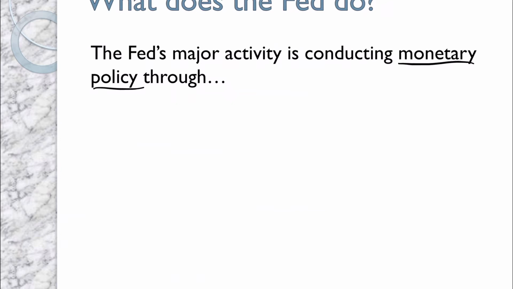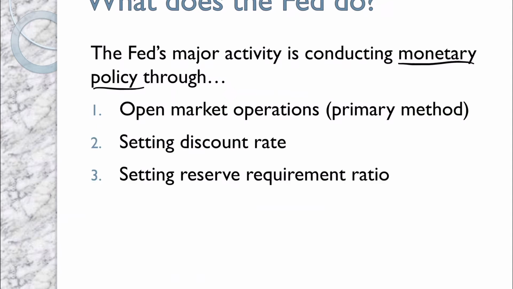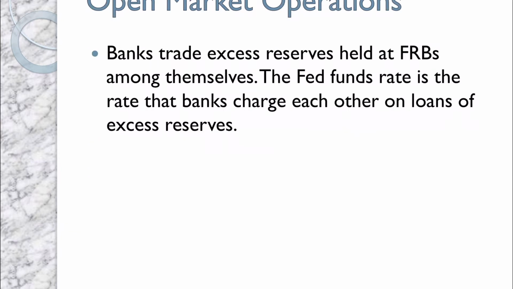Now, the Fed will conduct this monetary policy in one of three ways. The first way is through open market operations. This is the primary method, and you're going to see that the Fed also has another committee that helps with this open market operations dealing of monetary policy. The other two methods would be setting the discount rate and also setting the reserve requirement ratio. So the first one that we're going to discuss is open market operations.